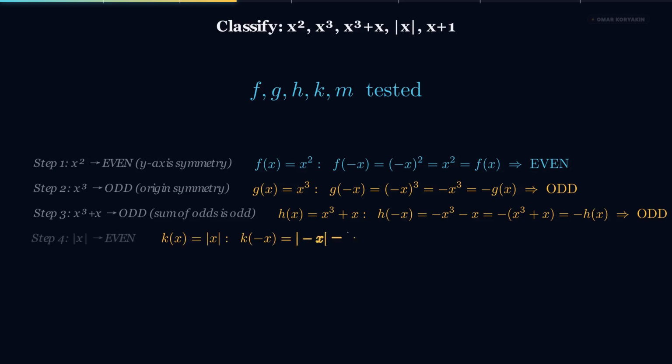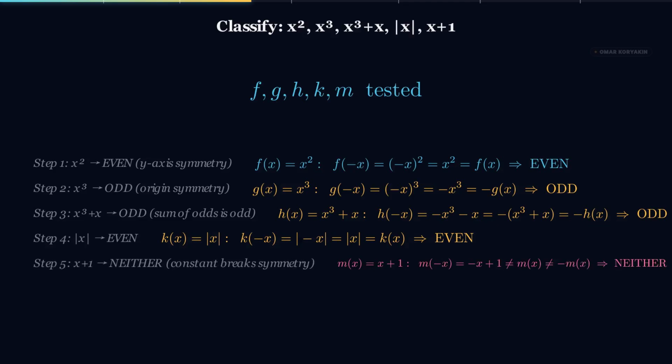functions is odd. Test k of x equals absolute value of x. Compute k of negative x. Absolute value of negative x equals absolute value of x because absolute value strips signs. So k of negative x equals k of x. The function is EVEN. Graphically, the V shape of absolute value is symmetric across the y-axis, as expected.